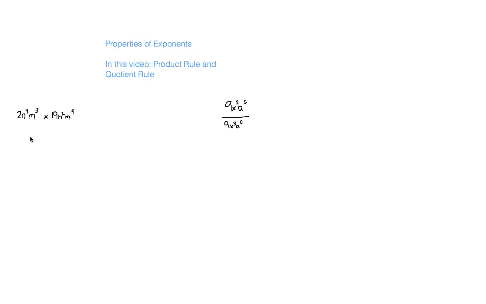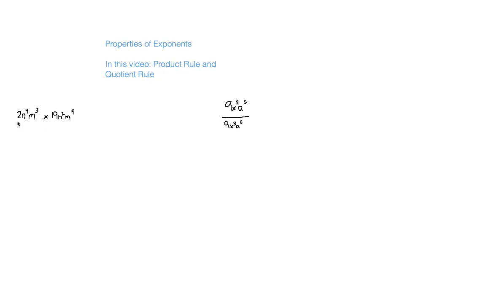One of the important things to understand is that whenever you're doing the product rule, you're gonna be using addition, and whenever you're using the quotient rule, you're gonna be using subtraction. And I'll explain to you guys what I mean in this example.